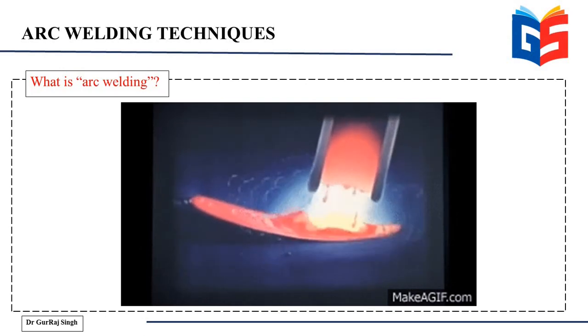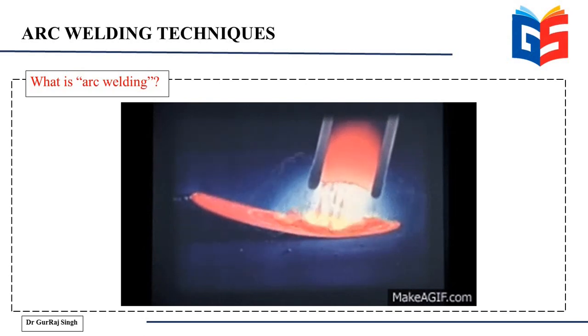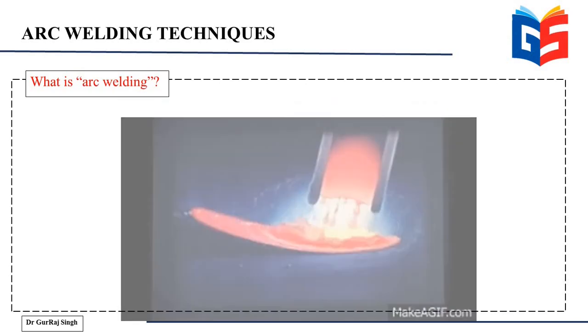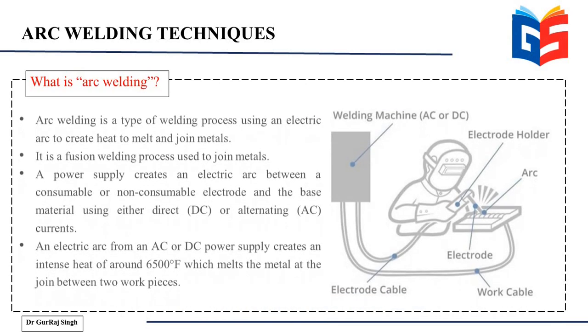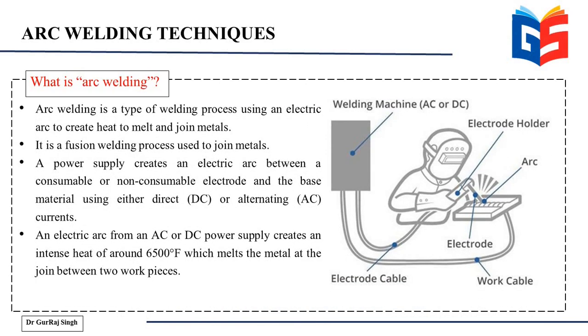But for now, this is one type of transfer that is taking place during arc welding. But we'll again come back to the main topic: what is arc welding? Arc welding is a process where an electric arc is used to create heat to melt and join the metals.